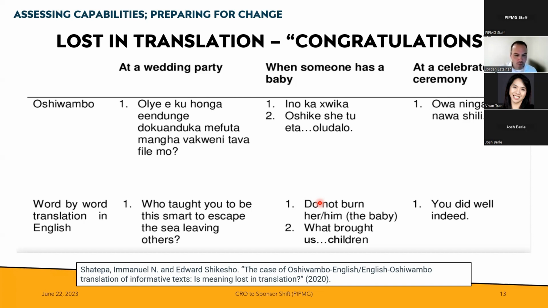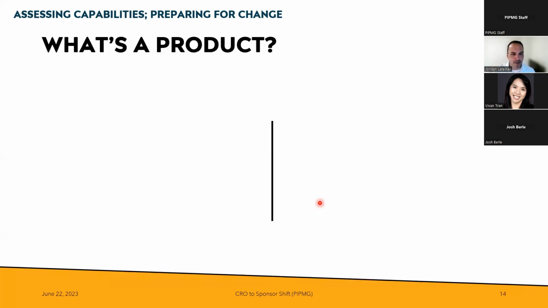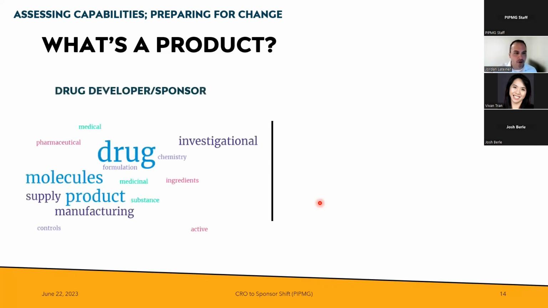And so the place I wanted to start with you here is this whole idea of what is a product? I'm coming from an environment that's been very much pharma focused, and coming into what we'll call a tech-enabled CRO. So these are what you think of, or I think of, as a product, as a drug developer or a sponsor.